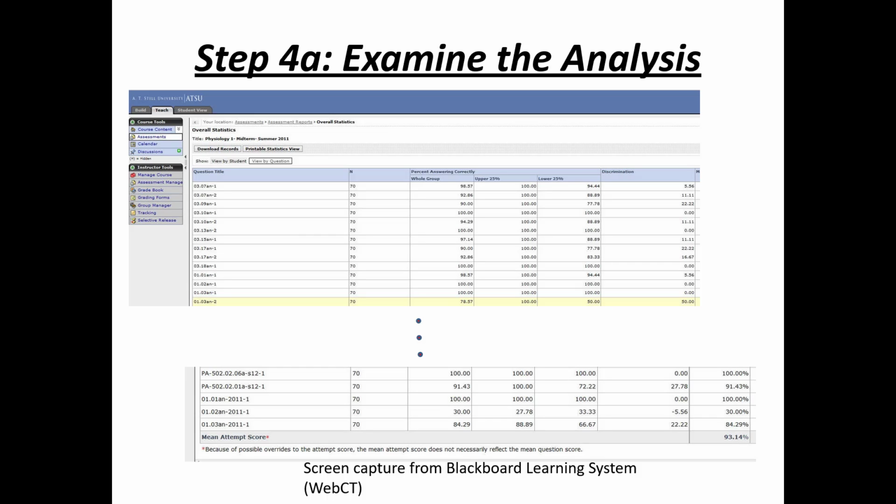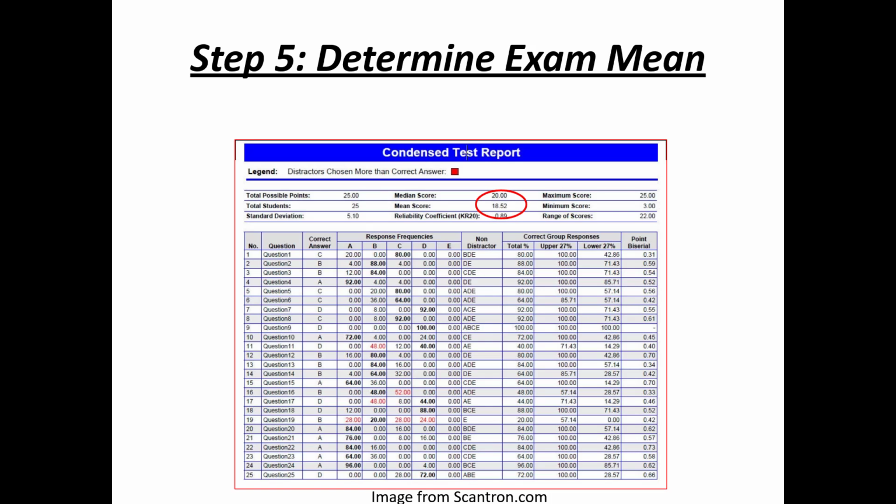Here's the question by question analysis, how the group did on each question. You can see the question title and then the number of people that took it, and how the whole group did, the upper quartile and the lower quartile, and then what the discrimination factor was.